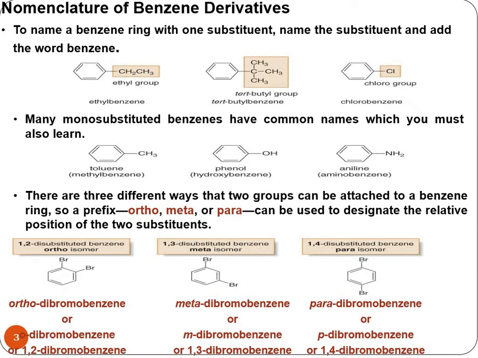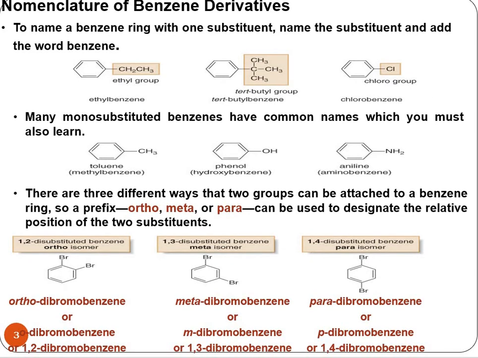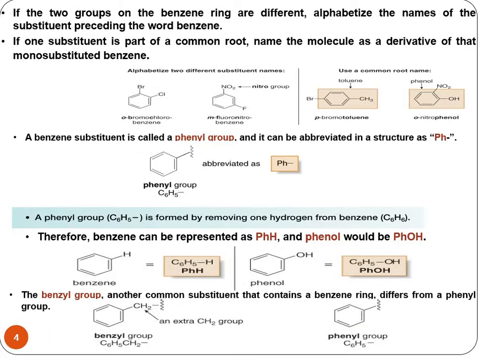Now, my friends, if the two groups on the benzene ring are different, alphabetize the names of the substituents preceding the word benzene. If one substituent is part of a common root, name the molecule as a derivative of that monosubstituted benzene. You can see ortho-bromochlorobenzene and nitro groups here, meta-fluoronitrobenzene. Use a common root name, toluene and phenol: para-bromotoluene and ortho-nitrophenol.